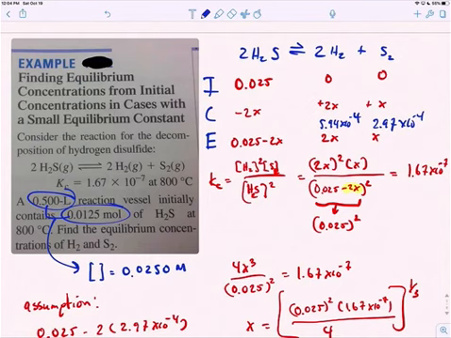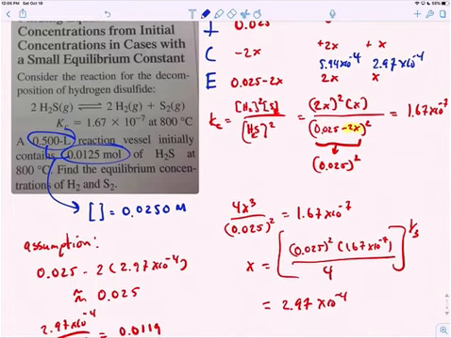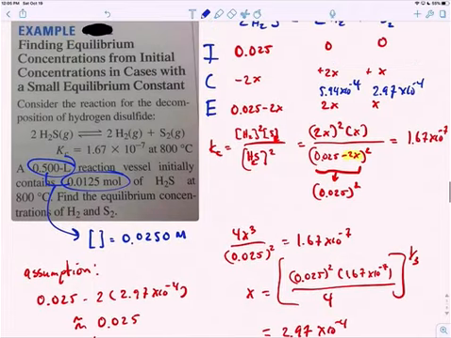We set up our equilibrium constant as products over reactants raised to their coefficients, or hydrogen squared times sulfur divided by hydrogen sulfide squared. So that's (2x) squared times x, all over (0.025 minus 2x) squared. I'm going to stop calling it the extent of reaction and just call it x. Since the reaction does not proceed very far, we can ignore the 2x on the bottom, because it is small relative to that number. That makes our math much easier, and we get x equals 2.97 times 10 to the minus 4. And then we can calculate back the equilibrium values.